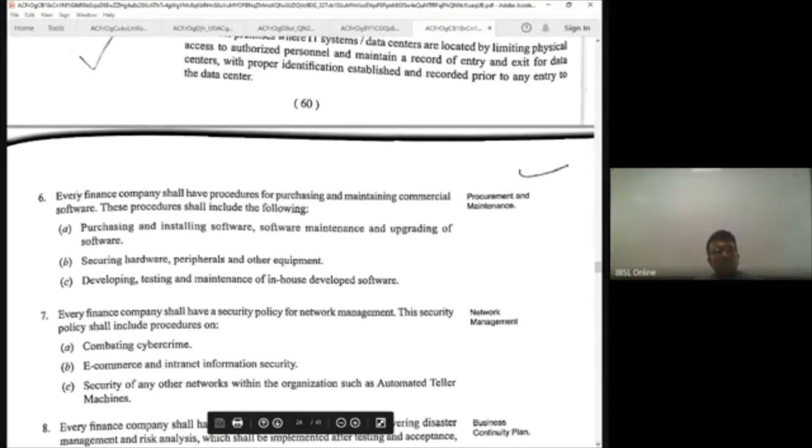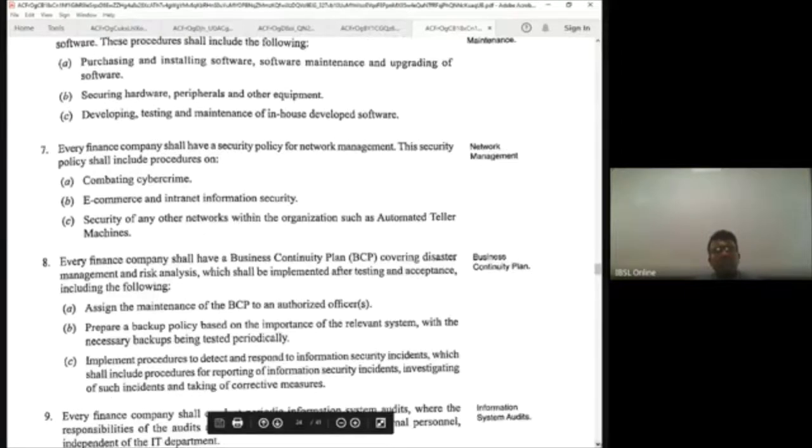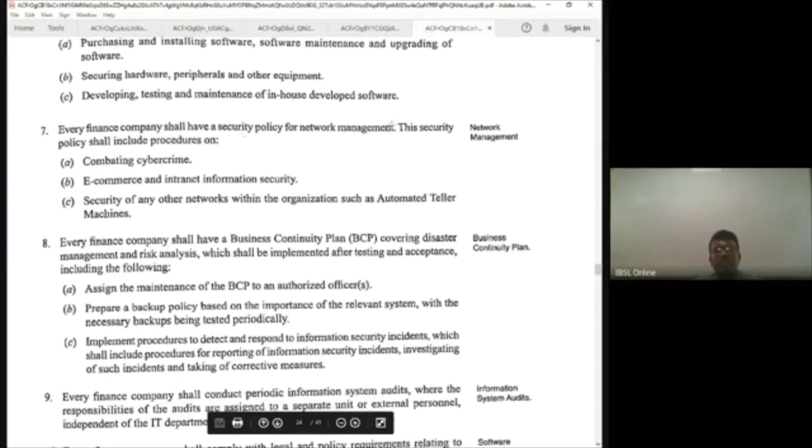Number six, every finance company shall have procedures for purchasing and maintaining commercial software. These procedures shall include, okay, you cannot buy computers without an operating license, right? So you have to purchase, install, and upgrade secure hardware, and develop, test and maintain in-house developed software. Every finance company shall have a security policy for network management. The security policy consists of combating cyber crime.